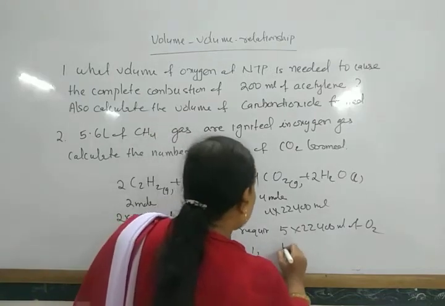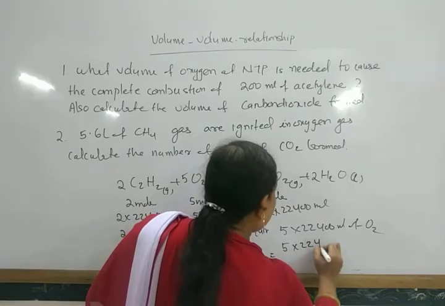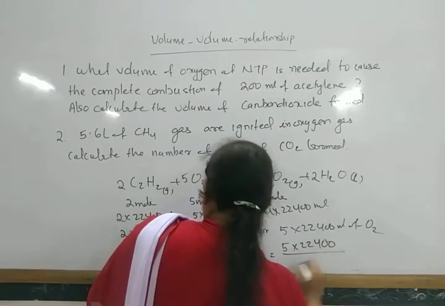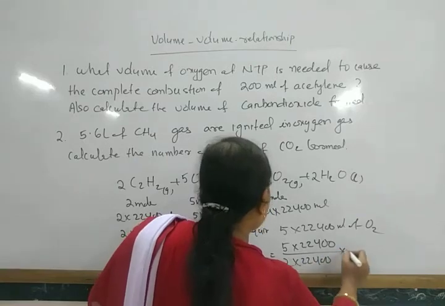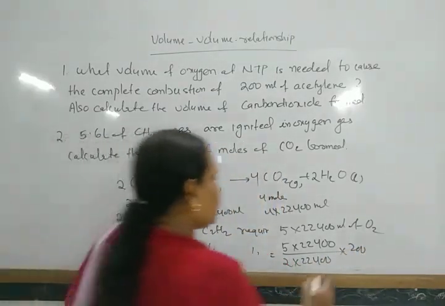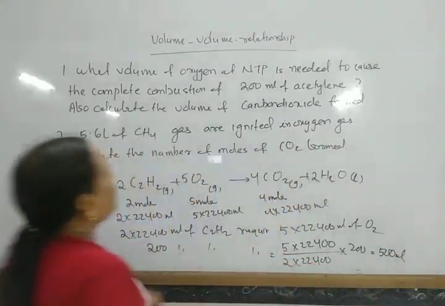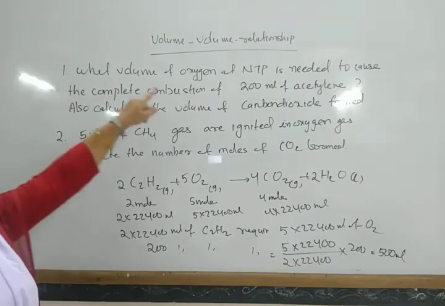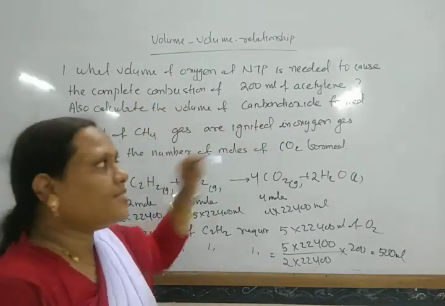Then 200 ml of acetylene requires 5 into 22,400 divided by 2 into 22,400, into 200. So this value is equal to 500 ml. So the volume of oxygen required is 500 ml.